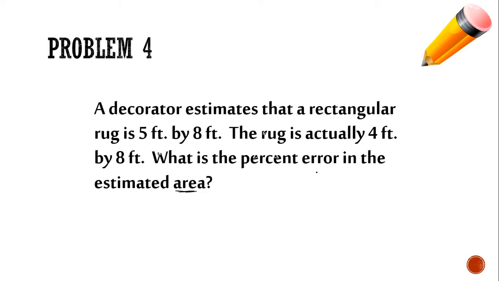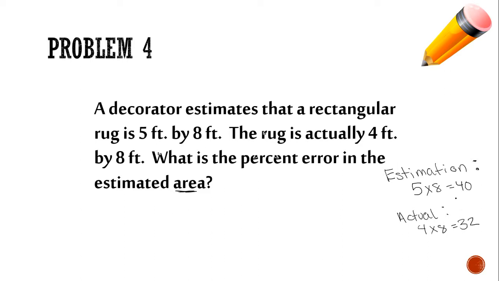So his estimation, I'm going to write off to the side here. Estimation, my area is, remember, length times width. So I got length times width, so 5 times 8, and that gives me 40. My actual rug is a 4 by 8, so 4 times 8, and that gives me 32. So I got my two things.